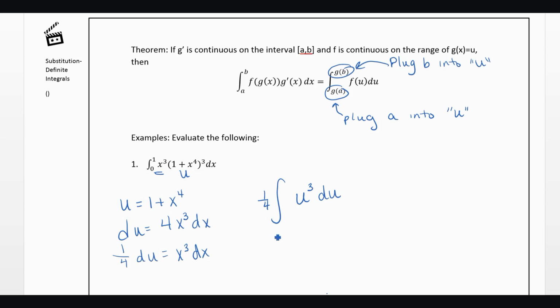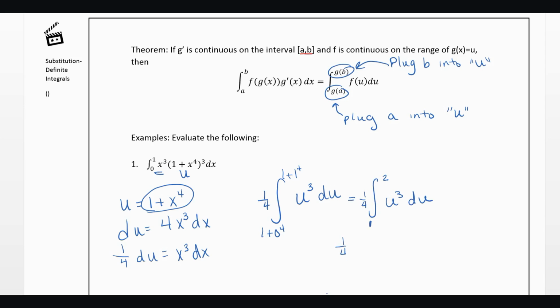Now, remember I said you have to change these limits. So we're going to take 0 and plug it in for u here. This would be 1 plus 0 to the 4th, which is just 1. And for the 1 up here, we plug 1 in there, so 1 plus 1 to the 4th, which is 2. So this will be our integral 1/4 from 1 to 2 of u cubed du. And now we'll evaluate that.